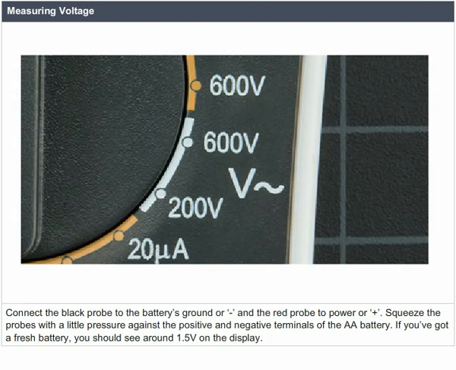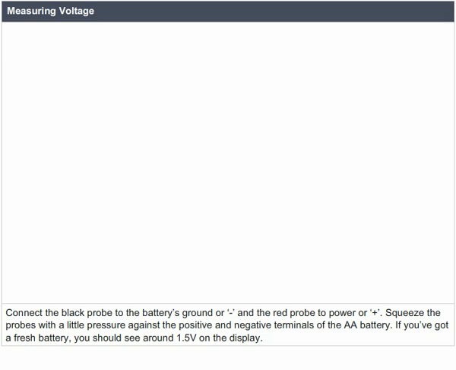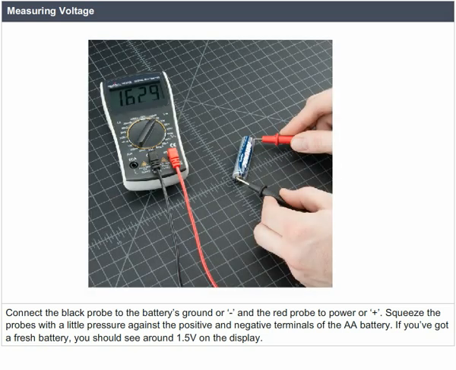Connect the black probe to the battery's ground and the red probe to power or positive. Squeeze the probes with a little pressure against the positive and negative terminals of the AA battery. If you have a fresh battery, you should see around 1.5 V on the display.